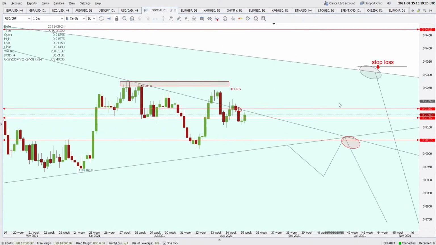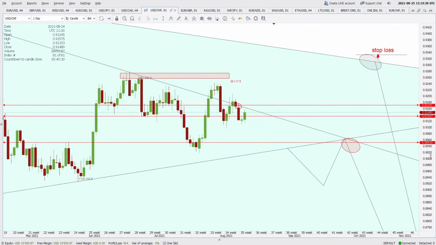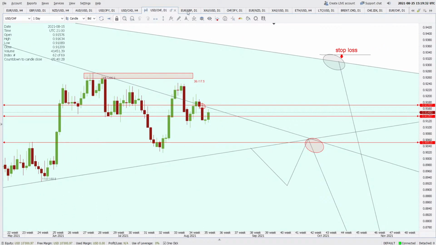Talking about USDCHF, the price is going nowhere. It is a bullish candle today, but right into the resistance, so no trading in this one.